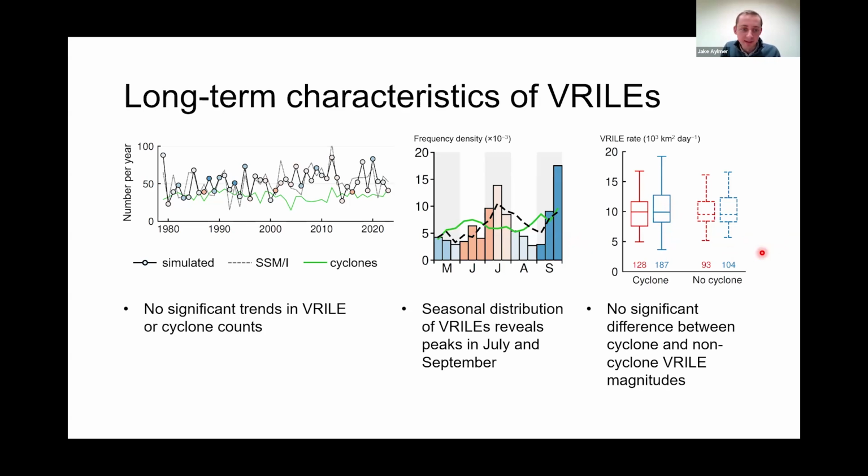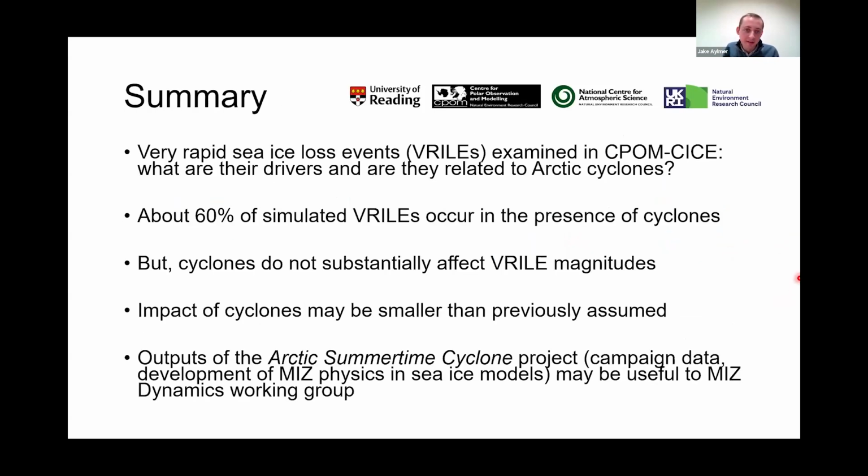Okay, so I realize I'm coming up on time a bit here, so I think we'll just skip to the summary slide. The point of this work is to try and assess whether there's a general relationship between Arctic cyclones and the occurrence of very rapid sea ice loss events, so these short time scale rapid reductions in sea ice extent. And we've done this using our version of the sea ice model. We found that only about 60%, which is more than half, but still not dramatically more than half, of the simulated events actually occur in the presence of a cyclone at all.